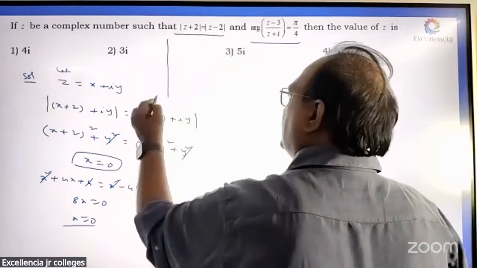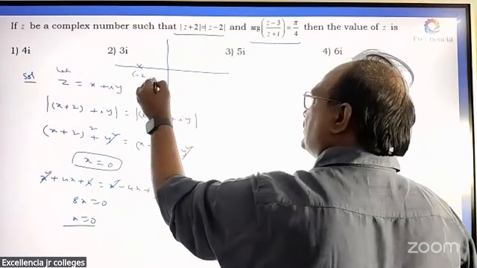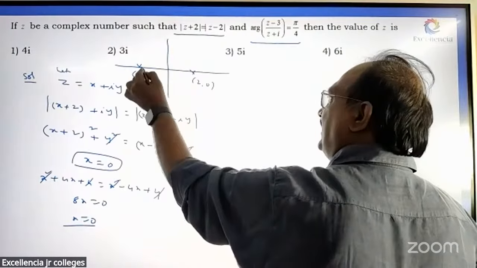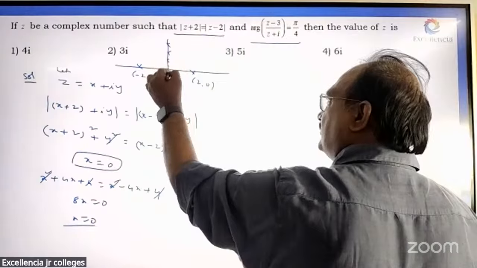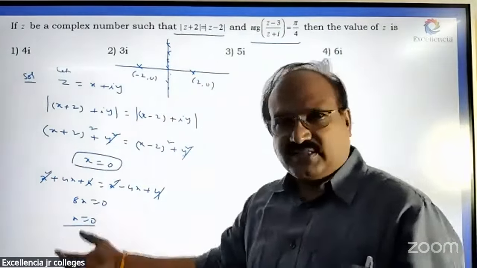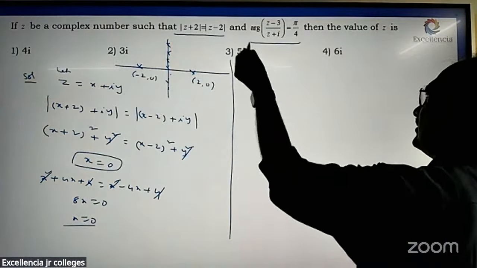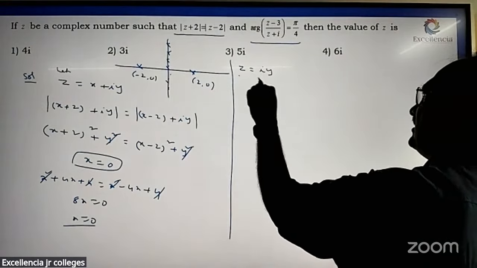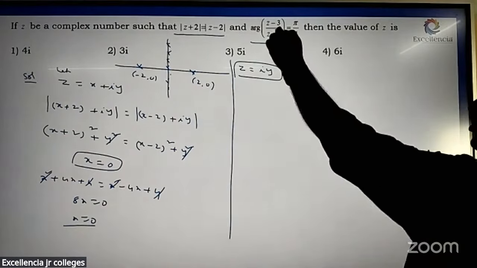Or I can represent it like this also. This point is minus 2 comma 0. This is 2 comma 0. Z is equidistant from these 2 points. That must be the locus, and it is nothing but the y-axis. Equation of the y-axis is nothing but x is equal to 0. So I can say here Z is equal to x plus iy, x is equal to 0. So Z is equal to iy. The complex number is this.